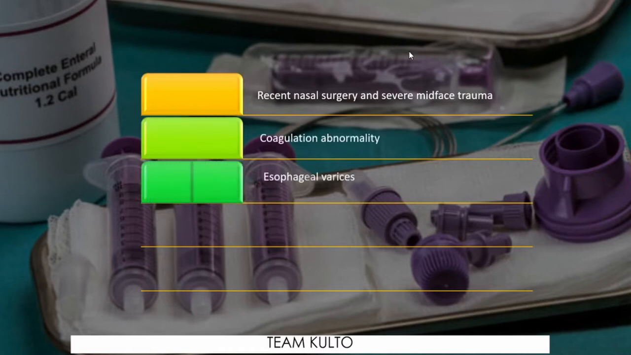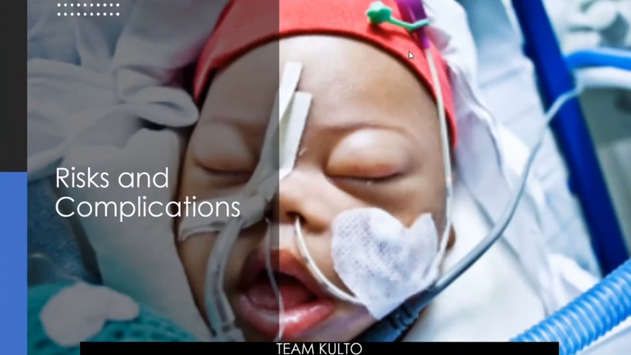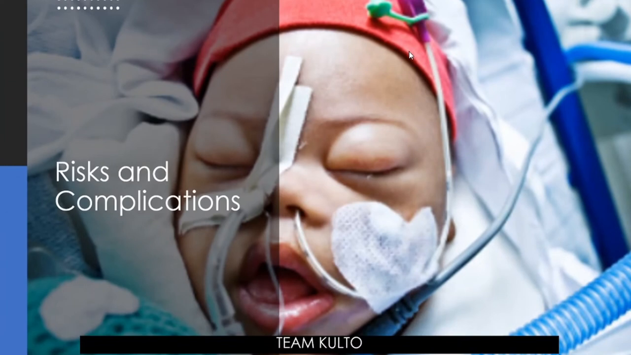Esophageal varices. Recent banding of esophageal varices. Alkaline ingestion. Next, what are the risks and complications of your NG tube?